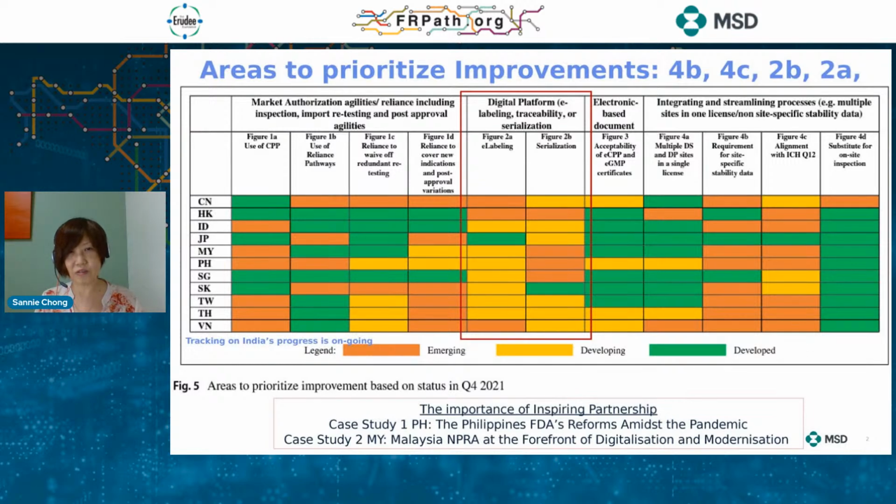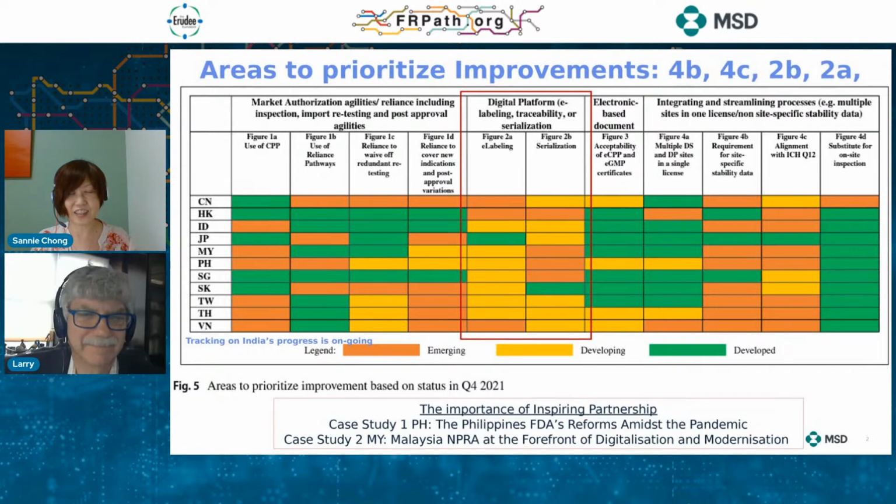And there, I'm very sure that the colors in this table will be dramatically different, and essentially more greens than what you're seeing now. So with that, I end my presentation for now. Thank you.